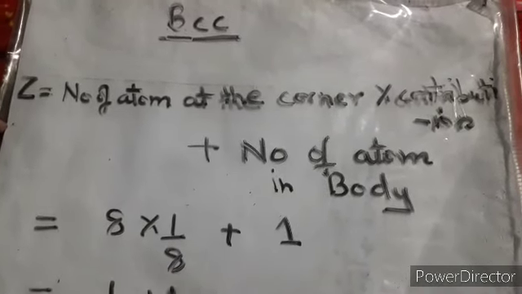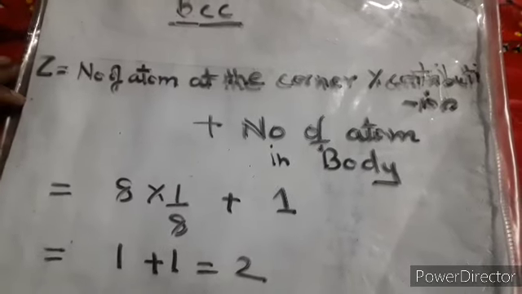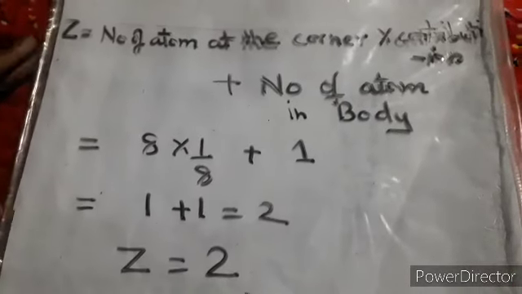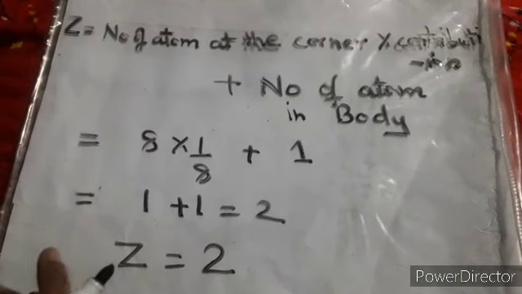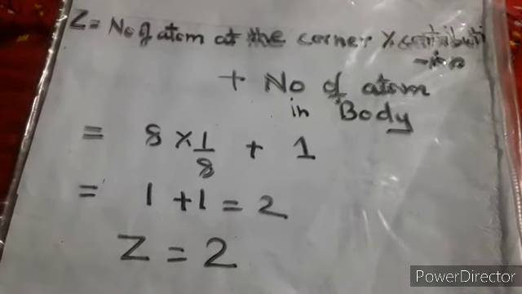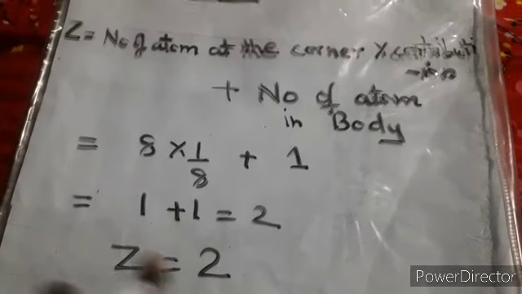You're getting 1 plus 1, how much? 2. So what is the value of Z? It is 2. The value of Z is 2. So in BCC, what will be the value of Z, or how many atoms can a particular body centered unit cell hold? That is 2.